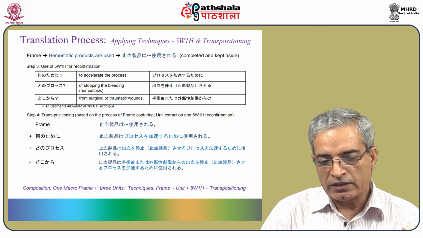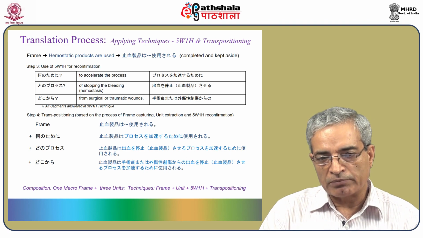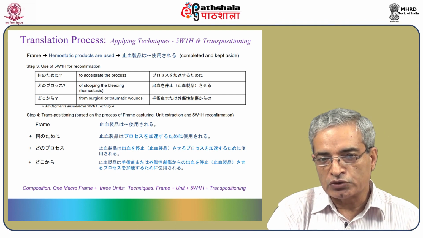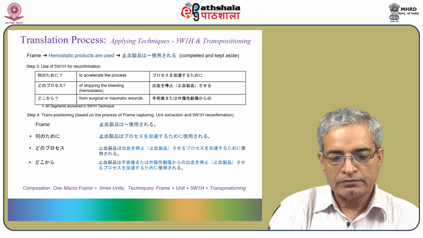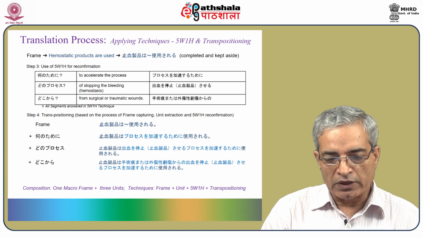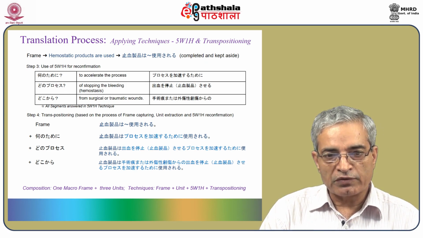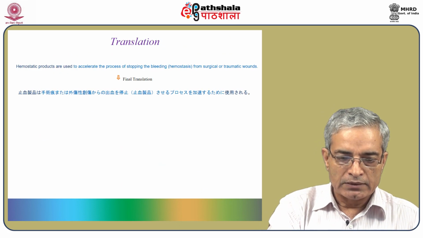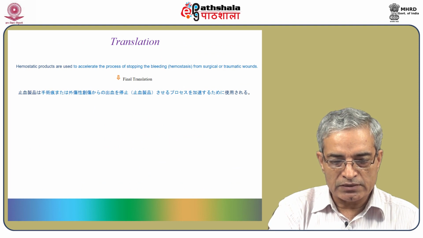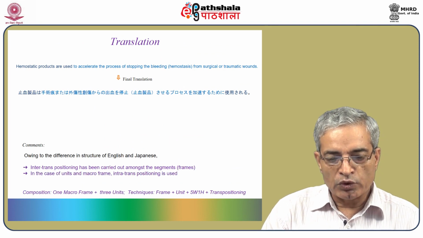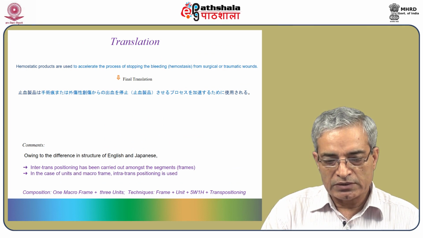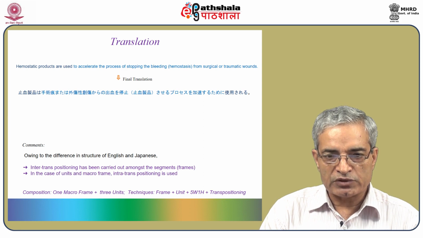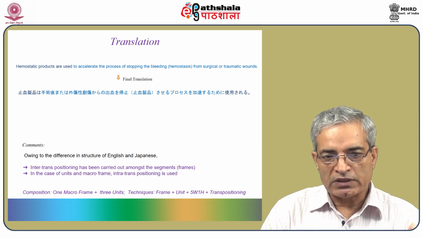You have translated piece by piece and put it into the complete sentence. Not only is the translation correct, in fact this has added to your language learning process also. The composition here was 1 macro frame, 3 units. Techniques used were frame, then unit, and then 5W1H and transpositioning. The final translation comes like this, and the comments are: owing to the difference in structure of English and Japanese, intertranspositioning has been carried out amongst the segments and the frames. This is the requirement of the target language.